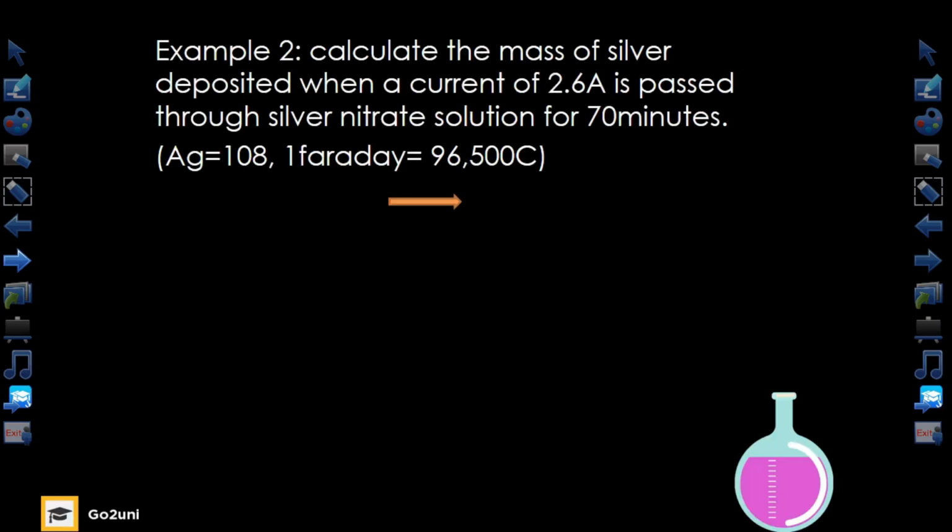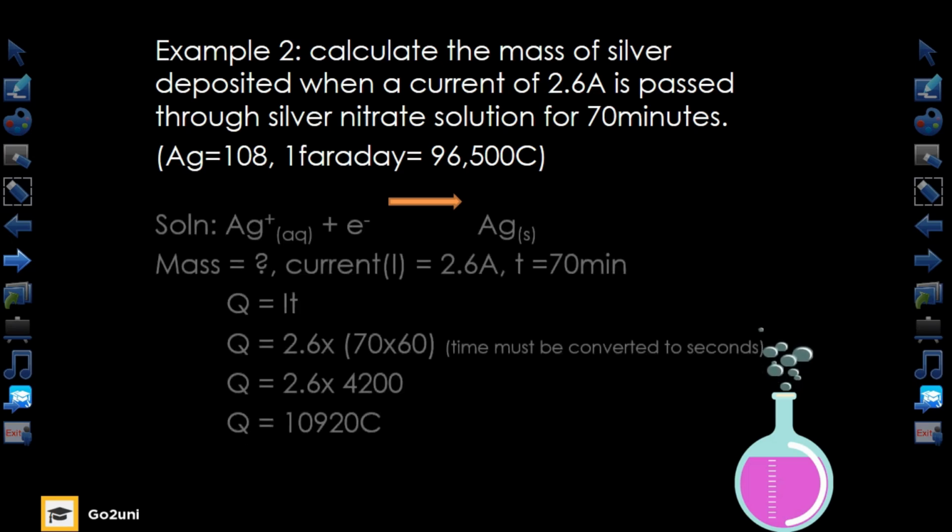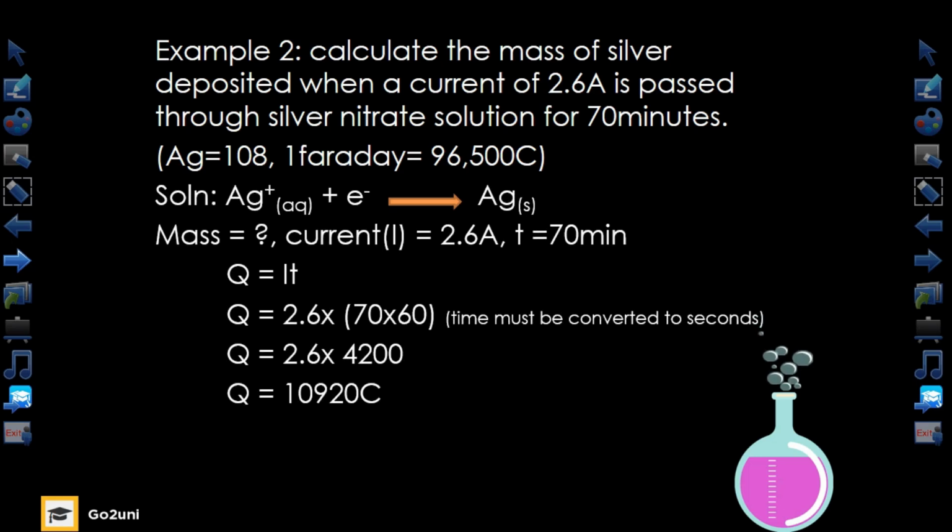So let's proceed to the next example. The question says we should calculate the mass of silver that will be deposited when a current of 2.6 amperes is passed through the silver nitrate solution for 70 minutes. We are given, in bracket, the RAM for silver and the value for Faraday: 1 Faraday is equal to 96,500 coulombs. So how do we go about solving that question?